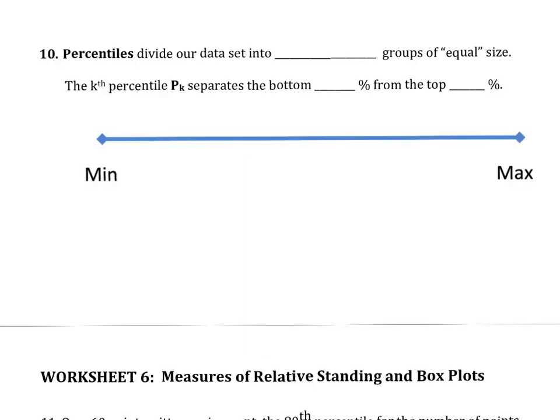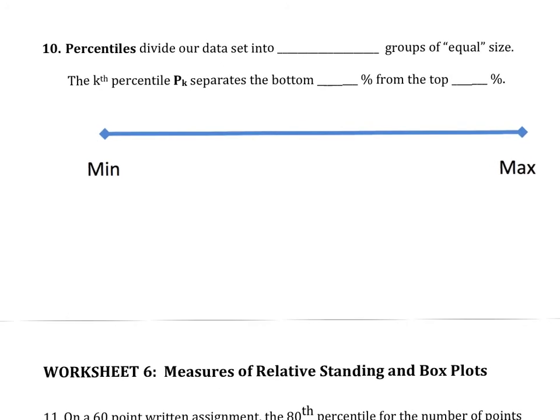So far we have looked at median and quartile, where we divide a group into half and into 4 groups. But does it have to be 2 or 4? Can it be a lot more? Percentile divides our data set into 100 groups of equal size. Percent again means 100, right? The kth percentile, Pk, separates the bottom k percent from the top 100 minus k percent. So what that means is, let's say we have the 90th percentile, right?